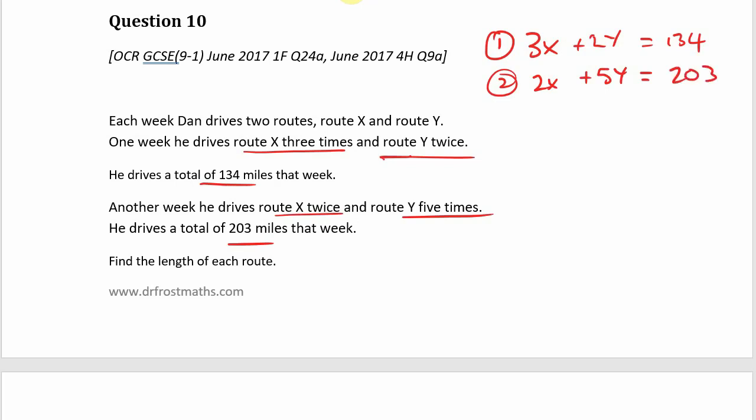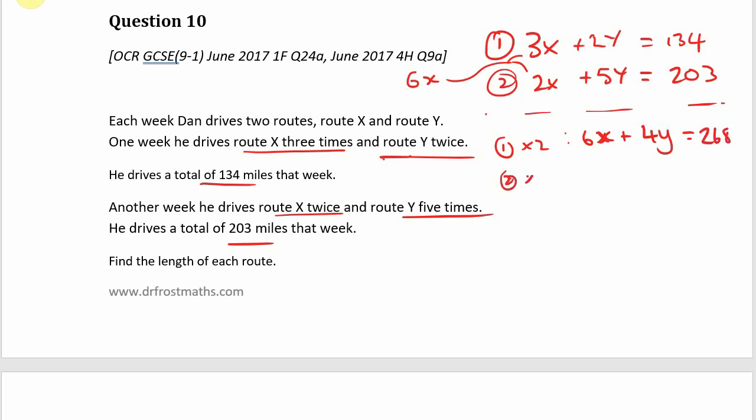My objective here is probably going to be to get 6x. So I'm going to do equation 1 times by 2. That gets me 6x plus 4y, that's wrong, plus 4y. I'm going to change these to lowercase just because it's easier for me to write. And that equals 268. And then I'm going to do equation 2 times by 3. That gets me 6x plus 15y equals 609.